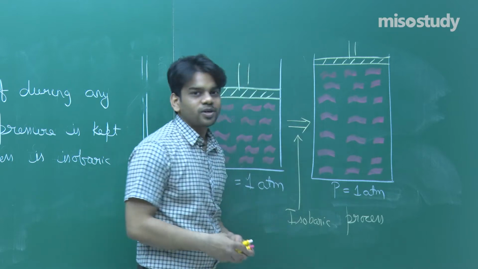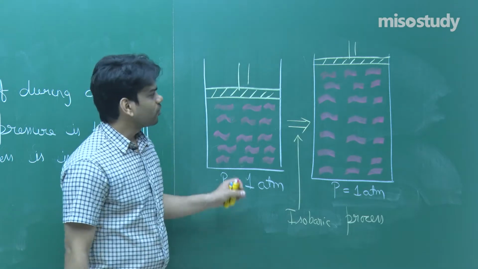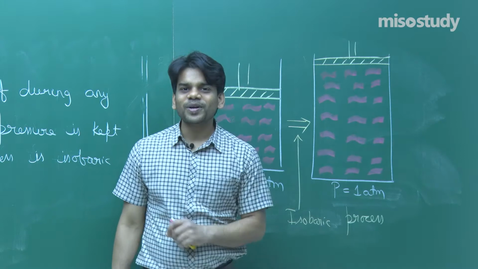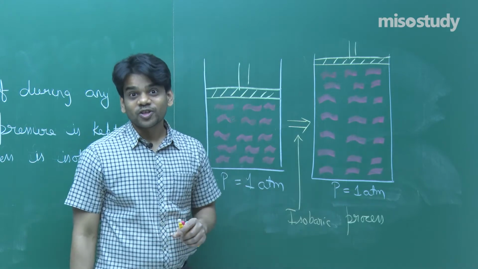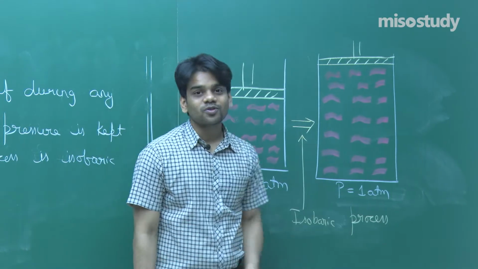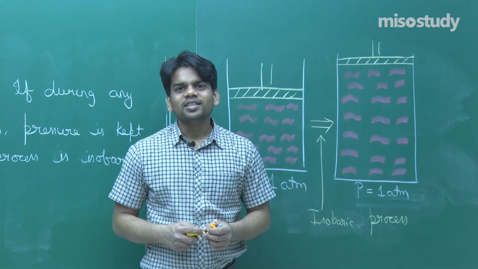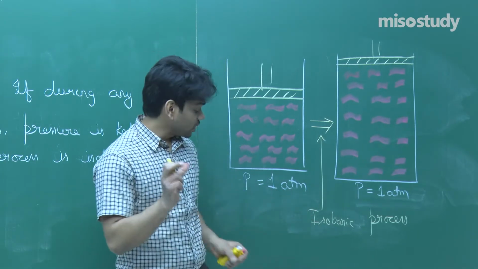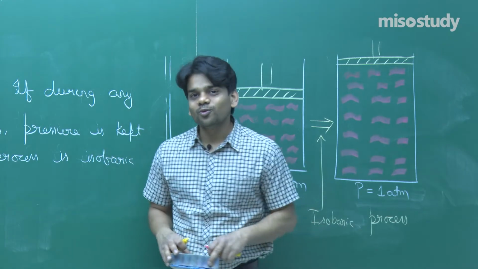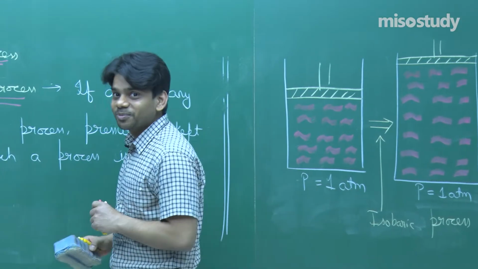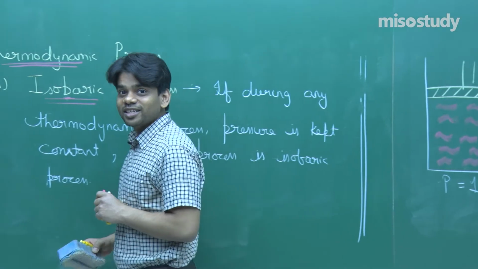Such a process will be termed an isobaric process. Not too tough for us to understand, since we are keeping pressure constant. Pressure is constant, that means the process will be isobaric. And the same thing you can understand from Charles law, in which pressure was kept constant and volume was seen to be directly proportional to temperature. That is what we have seen in Charles law.